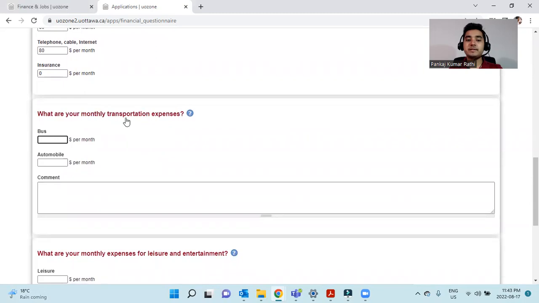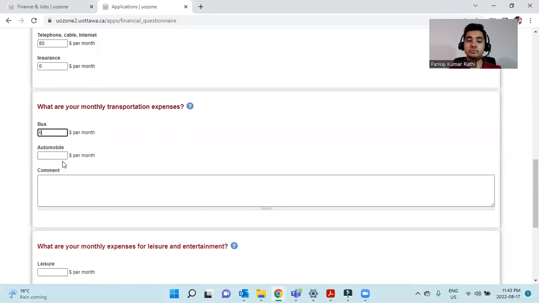What are your monthly transportation expenses? If you have taken the bus pass, don't mention anything. Mention it as 0. If you have not taken a bus pass and you recharge your Presto card, do mention how much you pay for the Presto card. But if you have the bus pass, don't mention anything, because that is covered in the per term expenses that we have seen in your previous pages. If you have a car and any other expenses, mention that.